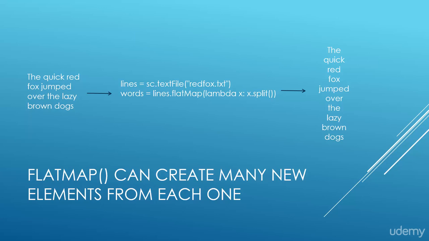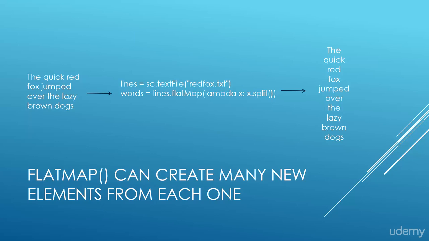Let's say that we load up that same text file in a lines RDD, and now we're going to call flatmap on it, and our mapping function is going to be the split function. So what that's going to do is split up every line into individual words based on whitespace and output multiple results, one for each word.